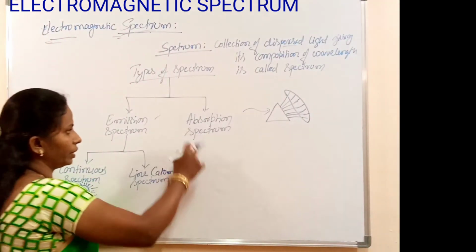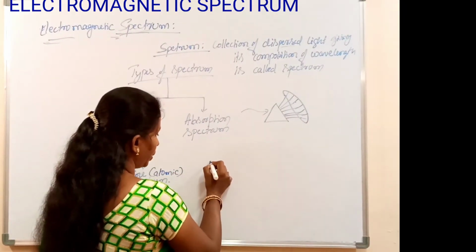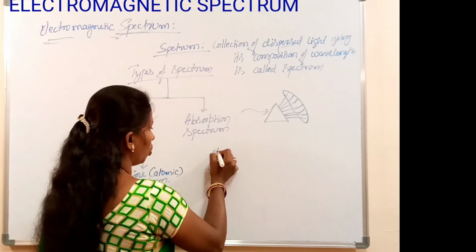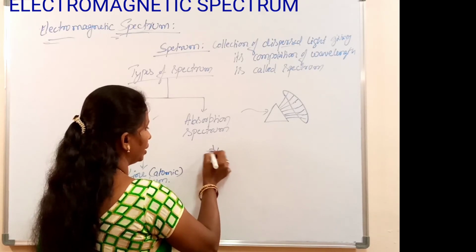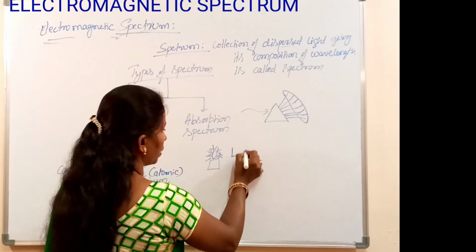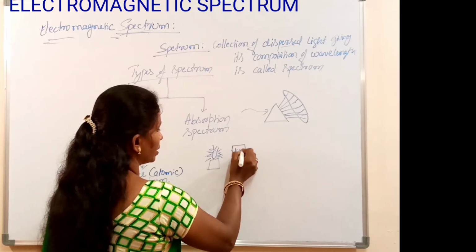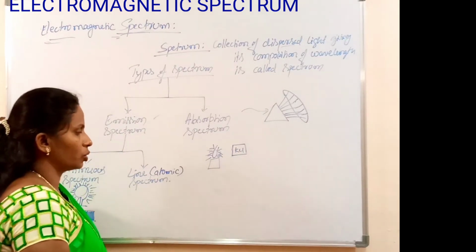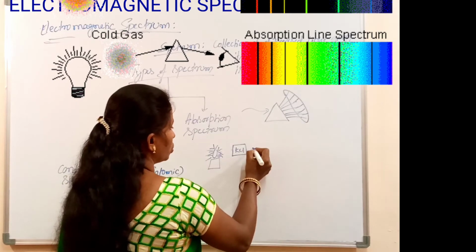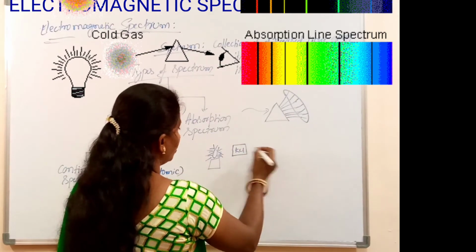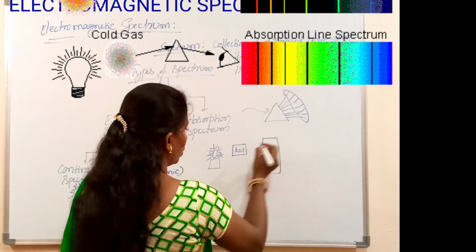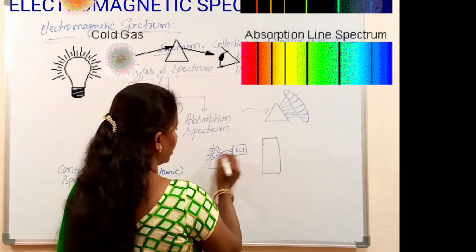First I will take absorption spectrum. You take a candle, and it is going to emit all types of radiation. You allow this radiation to pass through a container which contains KCl. So in this bright band, the sample is going to absorb a particular radiation.